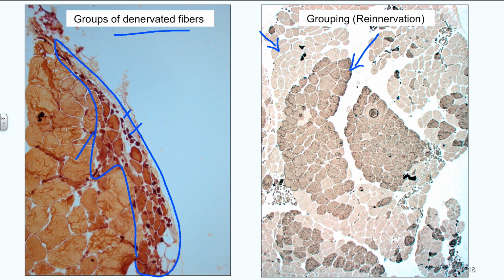And another term that we use on ATPase is grouping, which is very different from grouped atrophy. Grouped atrophy refers to smaller, thin fibers. Grouping means that the same type of fibers are lumping together, and that's not normal. But it signals that the muscle is trying to compensate for what it has lost.